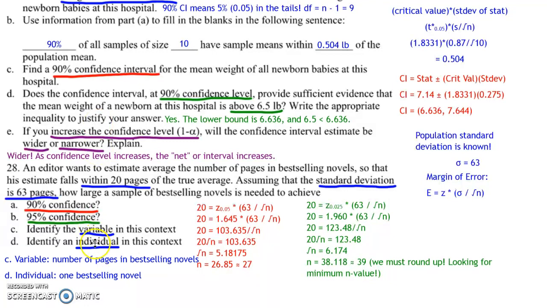It asks for a variable and individual. The variable is the thing that we're trying to identify, the number that we're trying to identify for each individual, and the individuals are the things that we are observing.